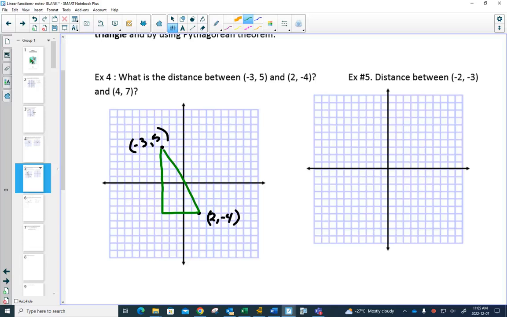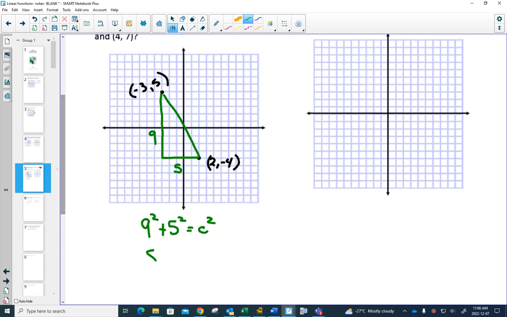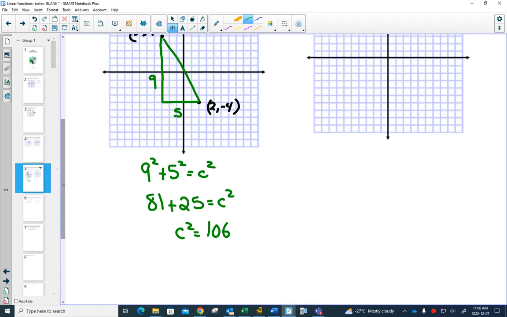But it's really easy to figure out. The horizontal length, you can just count that. It's going to be 5. The vertical length, we can count that 2, 4, 6, 8, 9. And then you can do a squared plus b squared equals c squared. 81 plus 25 equals c squared. So c squared equals 106. And c would equal the square root of 106. That was fast.